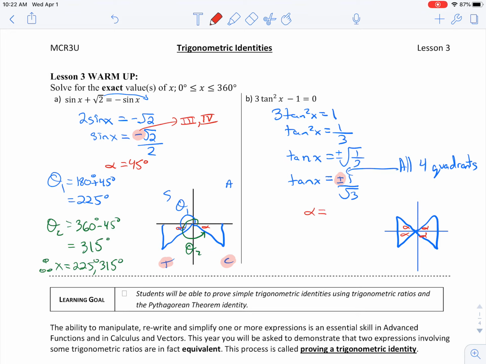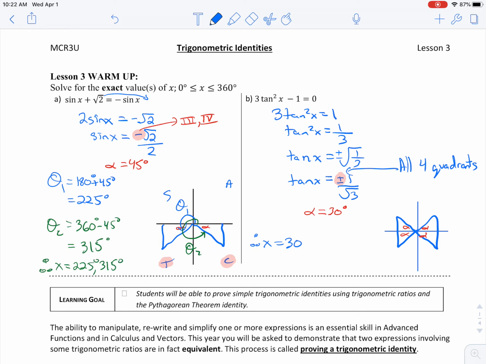What I do need though is alpha. So alpha in this case, 1 over root 3. I always try to remember, because it's 1 and tan is opposite over adjacent, the opposite to 1 is the smallest angle, which is 30. So I know that all of those alphas are 30. So you can go ahead and figure out each one.